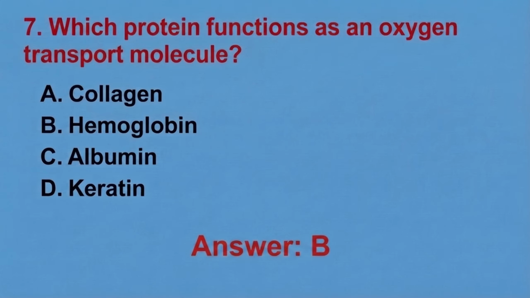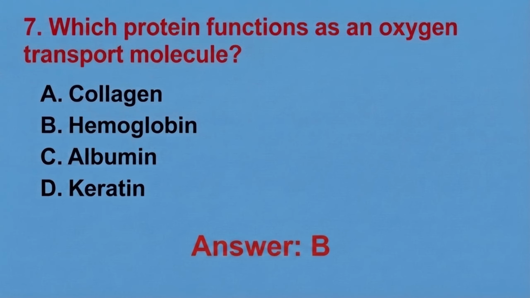Hemoglobin. Hemoglobin is a globular protein found inside the red blood cells that transports oxygen from the lungs to the body tissues. It contains a heme group with iron that binds oxygen molecules. Here is an exam tip. Think of hemoglobin for oxygen transport and myoglobin for oxygen storage in muscles.